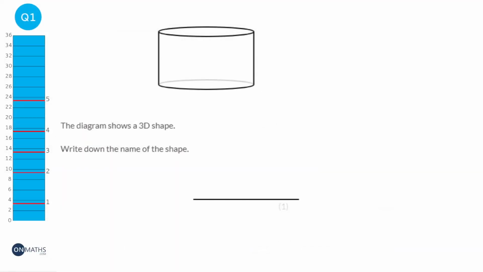With this question you just need to know the names of 3D shapes. This one is called a cylinder.